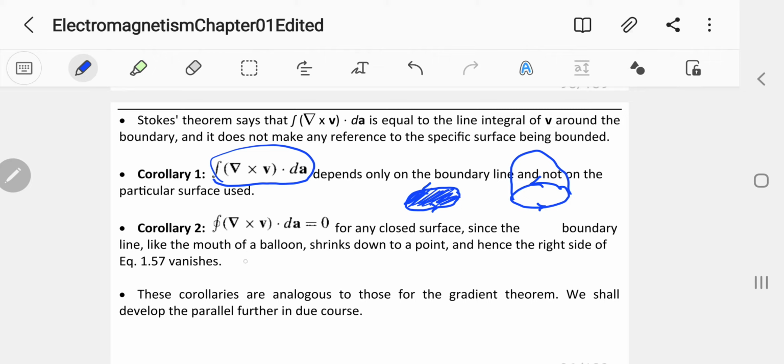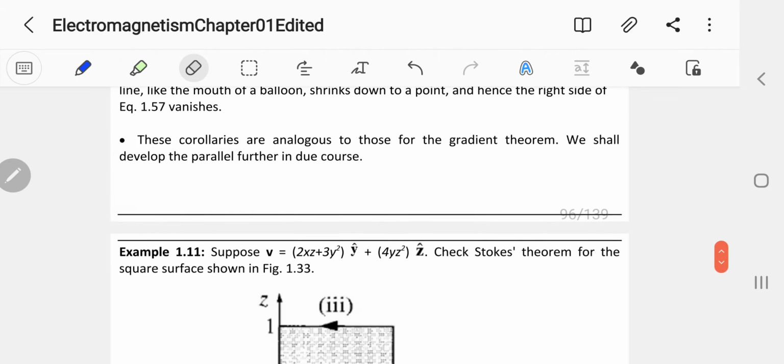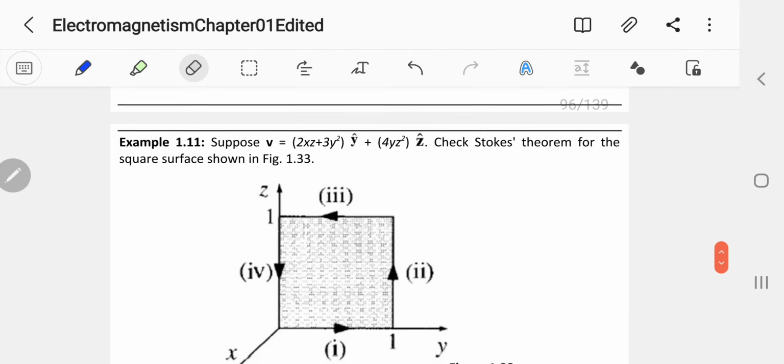So if you're doing the integral, and you have a closed surface, the integral would be 0. So we'll now go to the example.